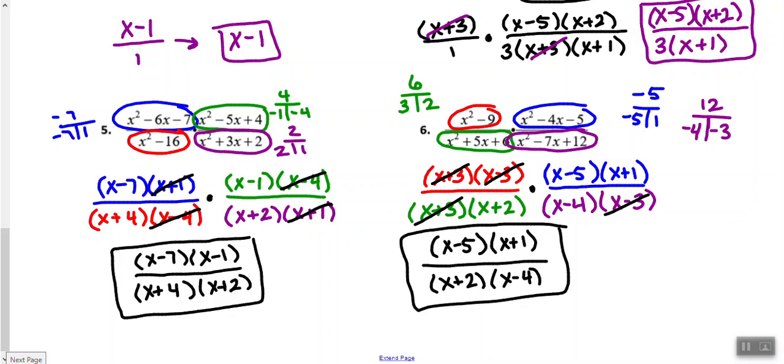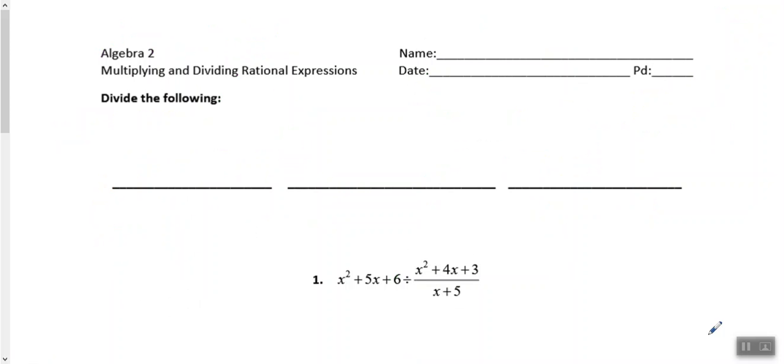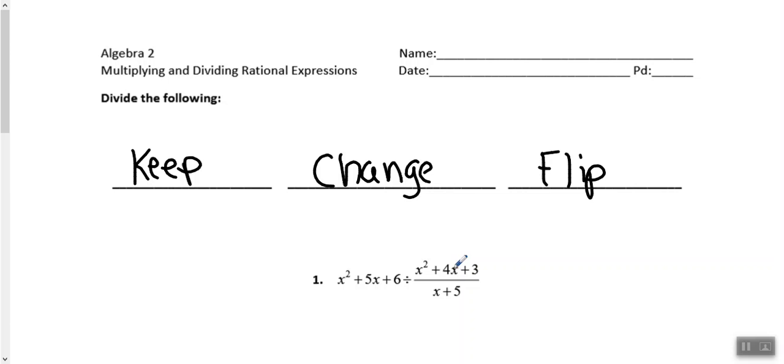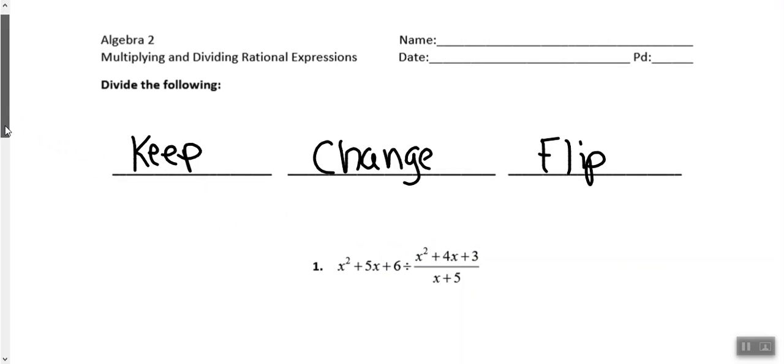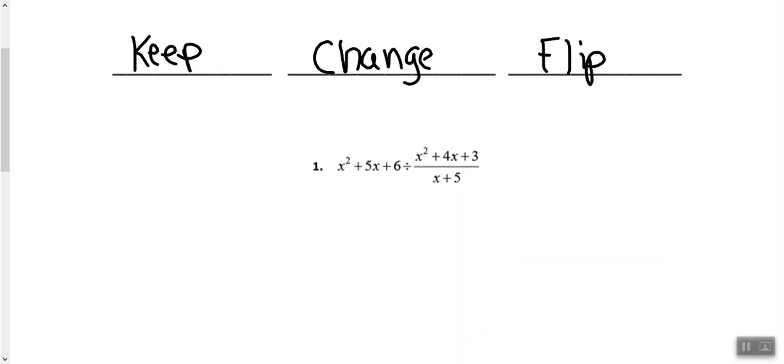Now, if you flip the page, we talk about dividing. Now, with dividing, there is a phrase that you want to remember, and that phrase is keep, change, flip. Because we always want to try and get everything back to multiplication. So keep, change, flip.